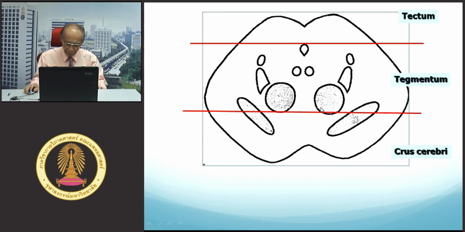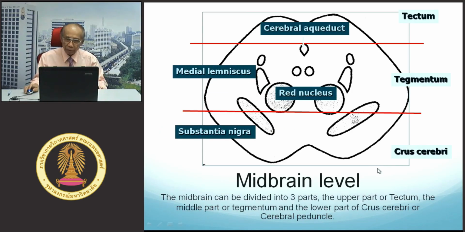The midbrain can be divided into three parts: the upper part or tectum, the middle part or tegmentum, and the lower part or crus cerebri or cerebral peduncle. The main structures of the midbrain include the cerebral aqueduct, red nucleus, medial lemniscus, and substantia nigra.